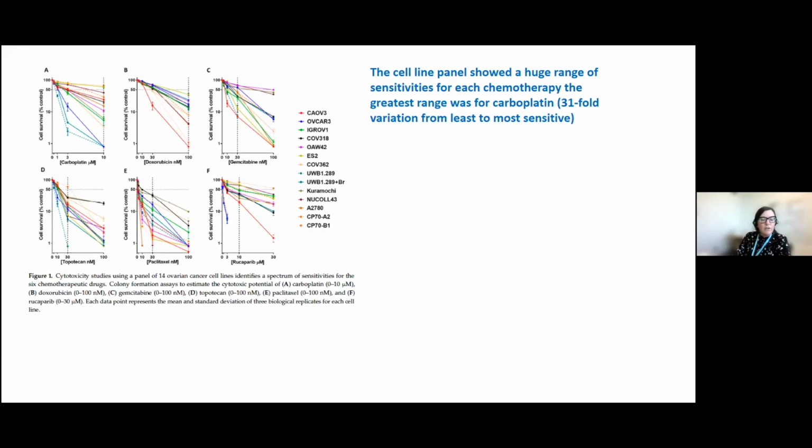Now, the results are interesting, and what they showed was, this is the data for all the chemotherapies, and the rucaparib is here. All the cell lines had a varying sensitivity to each chemotherapy, and the greatest range in sensitivity was seen in carboplatin, which is the most common drug that we use in ovarian cancer, with a 31-fold variation from the least to the most sensitive.